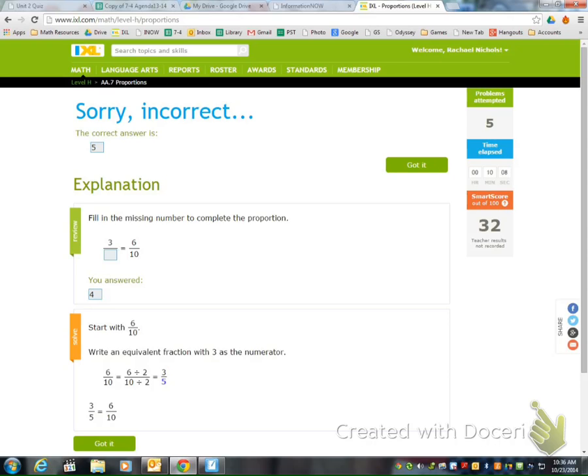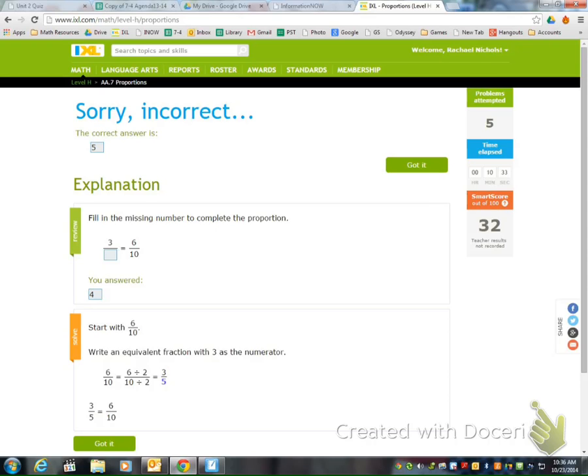Got it. So now that we got it, we can click got it. In fact, I wish they would take this button off and only have the one down here. So at the very least you have to scroll past the explanation before you actually click that you've got it. Guys, don't be lazy.